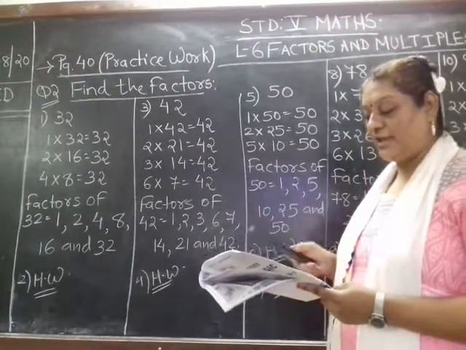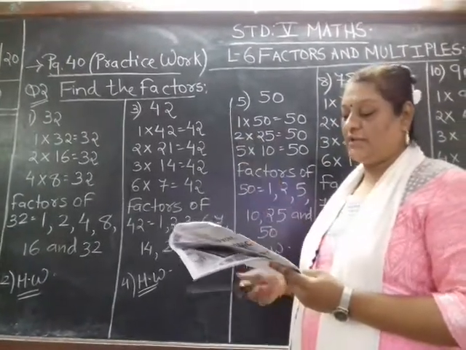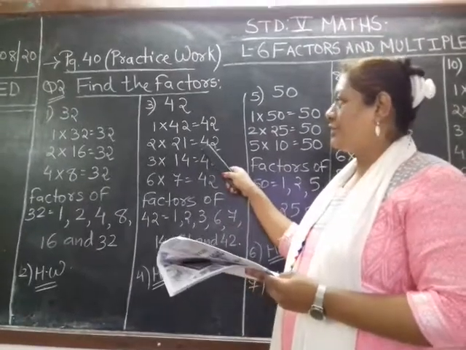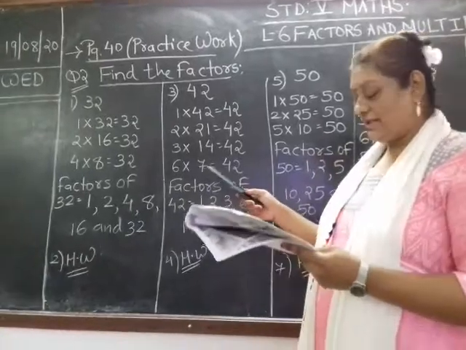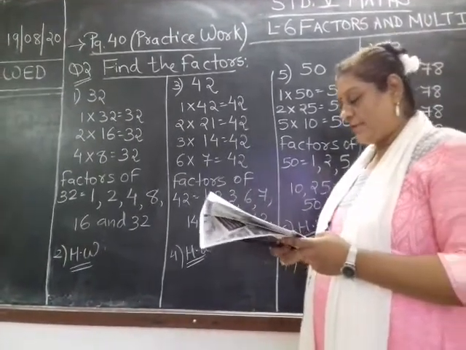Question number 1, do as directed. On page 40, I had not mentioned here, but that whole question 1 will be your homework. I move on to question number 2. Find the factors of the following numbers. You can see there are total 10 sums given below the example.